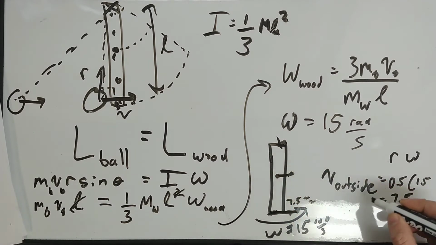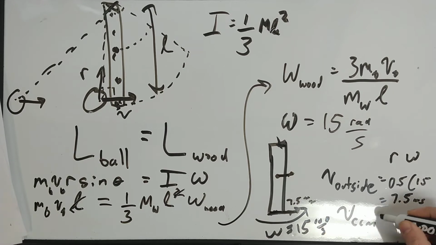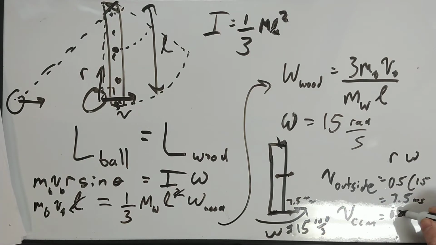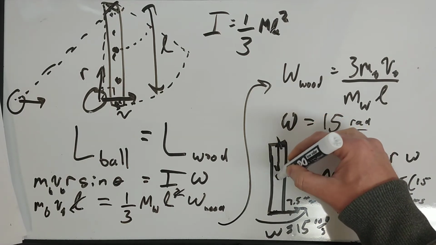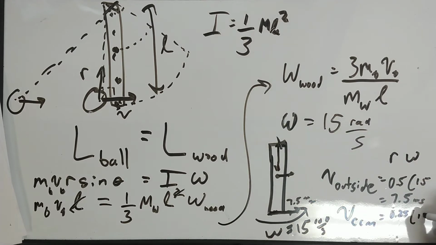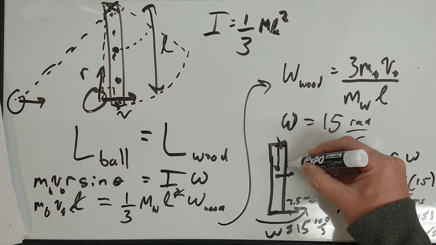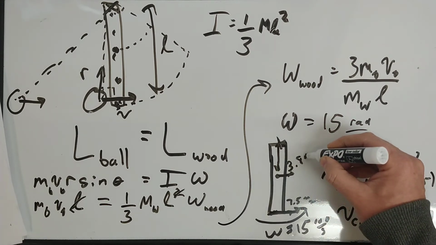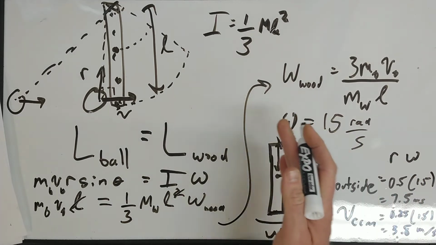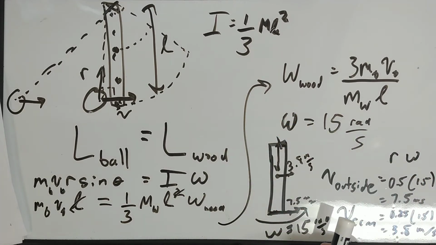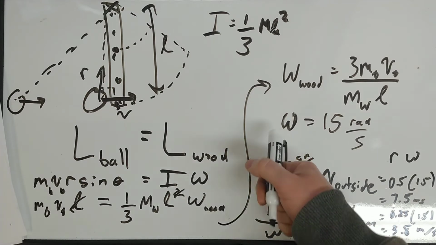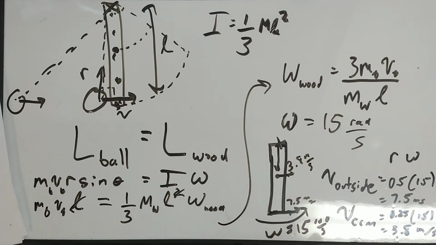Let's go ahead and figure out the center of mass speed. Velocity of the center of mass would be 0.25, because that's the radius of the center, times 15, which ends up being 3.8 meters per second. So the center of it is moving at 3.8 meters per second when the ball initially collides with the plank. The outside edge is moving at 7.5. The inside edge, right at the axis, is moving at 0.